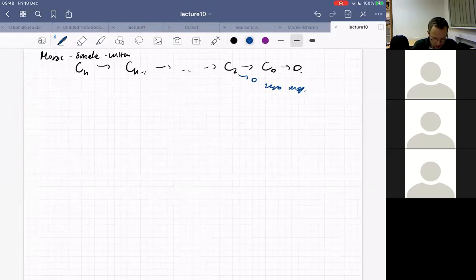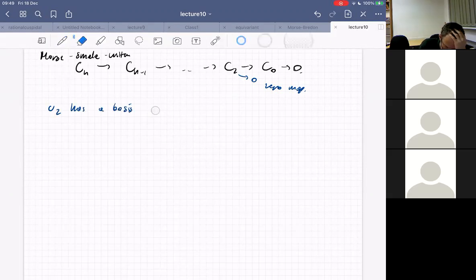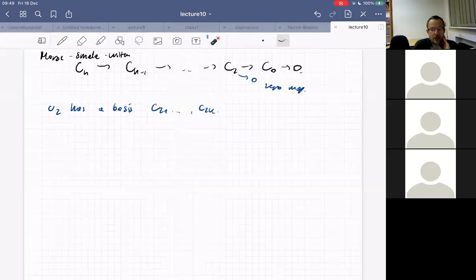Now C_2 has a basis, let's say c_{2,1}, ..., c_{2,K}. The complex is acyclic, so the second homology is zero. So this complex is acyclic in this part. In particular, the map from C_3 to C_2 is surjective.